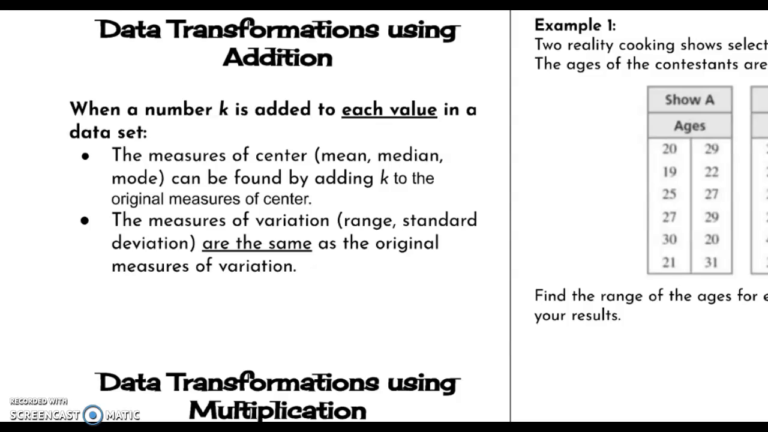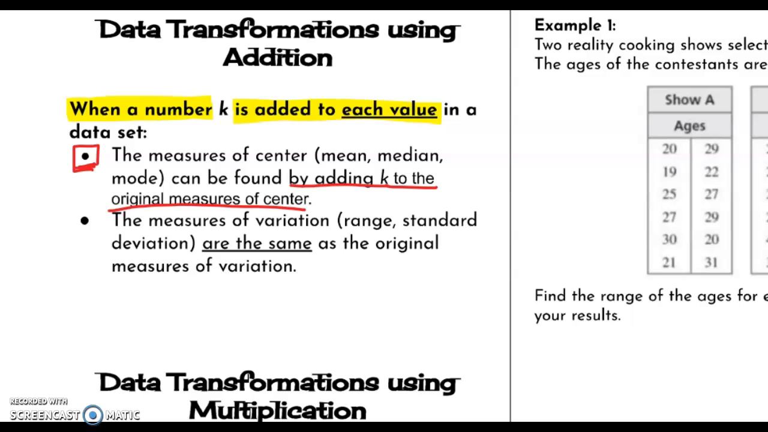It says when a number k is added to each value. Think about this: k just represents a number. So when some number is added to every single value in the data set, that's what this is talking about. Then we can conclude that the measures of center, which are the mean, the median, and the mode, can be found by adding that number k to the original mean, median, and mode. We'll look at an example for this in just a second.